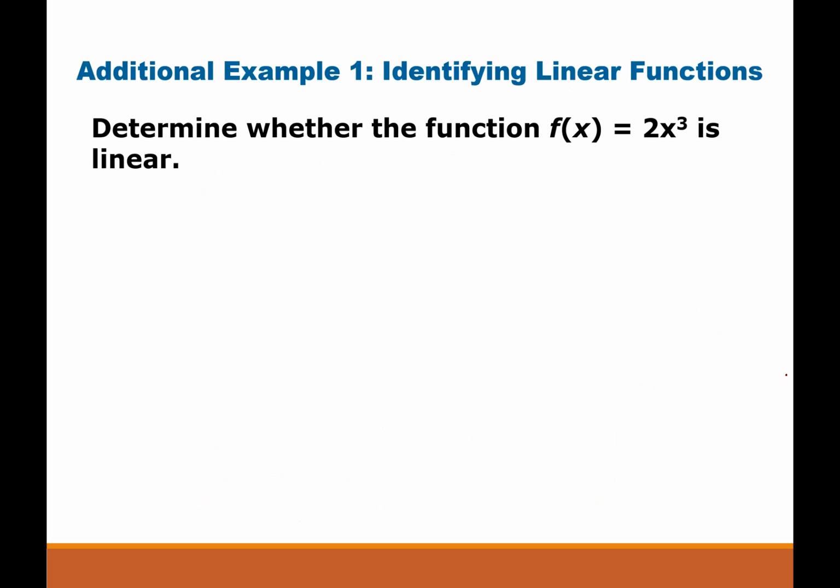Okay, let's see. Identify a linear function: determine whether the function is linear or not. What do you think? f of x equals 2x cubed. Is that linear? Definitely it's not linear. It's a cubic function, because the power of x is to the third power. This is one of the members of the polynomial family. This is what we call a polynomial function, a third degree polynomial function.